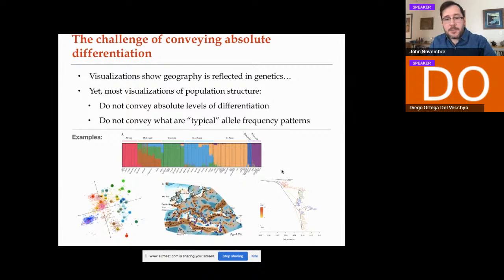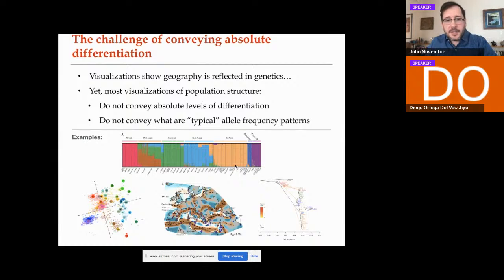tree-like representations of population structure. This is an output from TreeMix, and then migration maps. This is an output of the EEMS software that my lab, along with Matthew Stevens, has been developing over many years now. So there are many ways to represent population structure, but all of them have a challenging issue, which is that they don't convey absolute levels of differentiation very well.